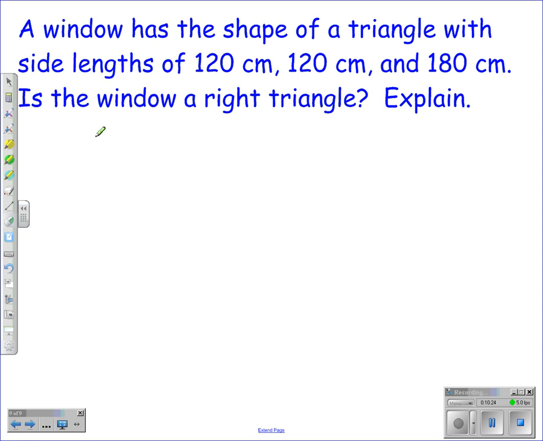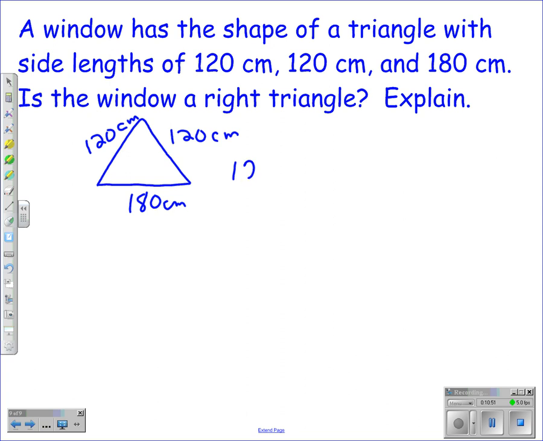Our last piece of information here, we have a window that has the shape of a triangle with side lengths of 120 centimeters, 120 centimeters, and 180 centimeters. And they want to know, is the window a right triangle? Well, when you look at this window, it has two sides that are exactly the same size. They are both the legs. This 180 is going to be our hypotenuse. So let's take a look at that. That's 120 squared plus 120 squared equals 180 squared.